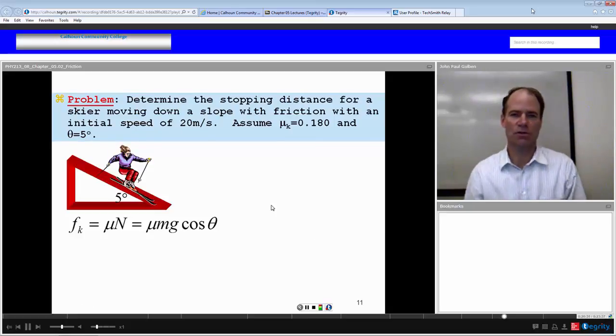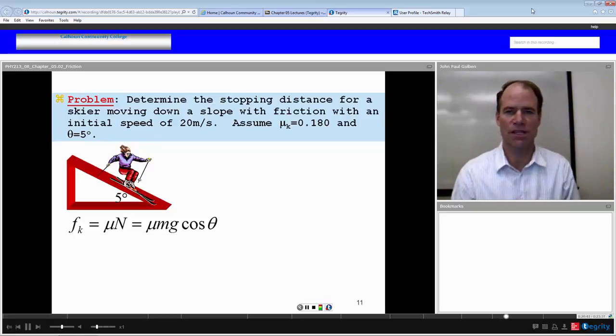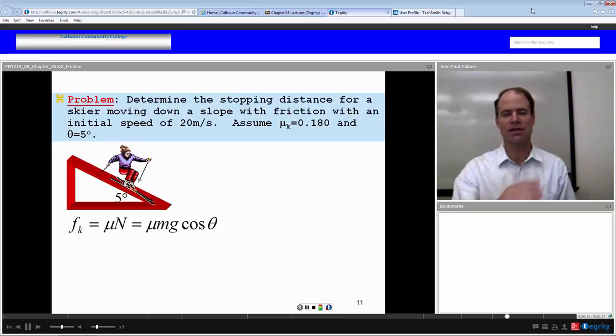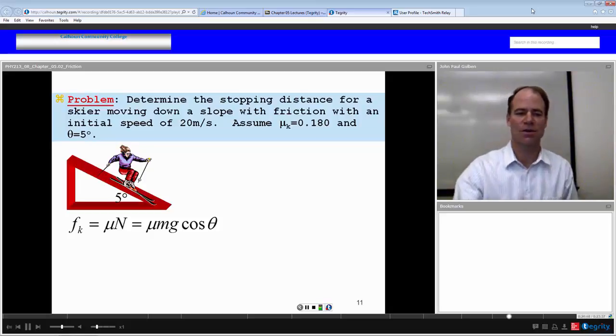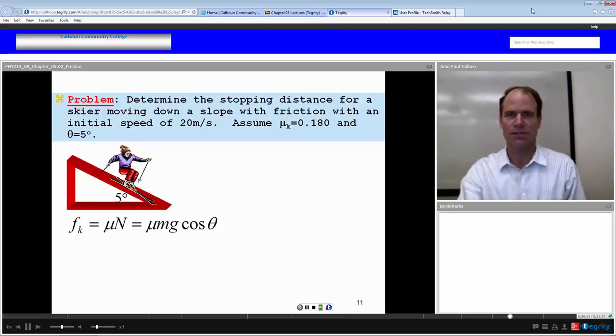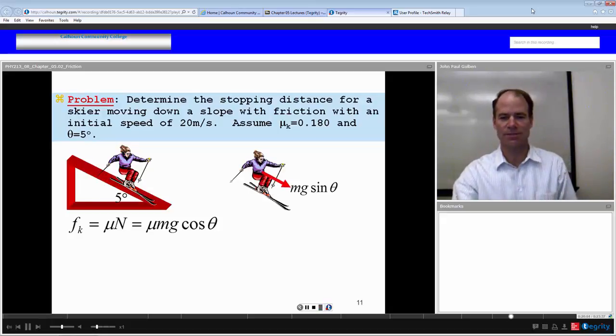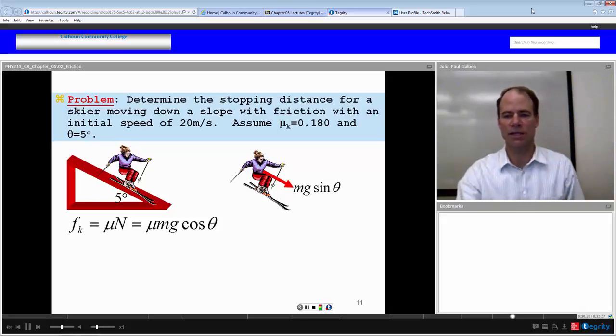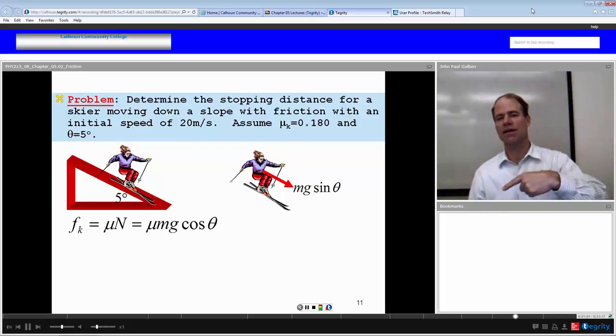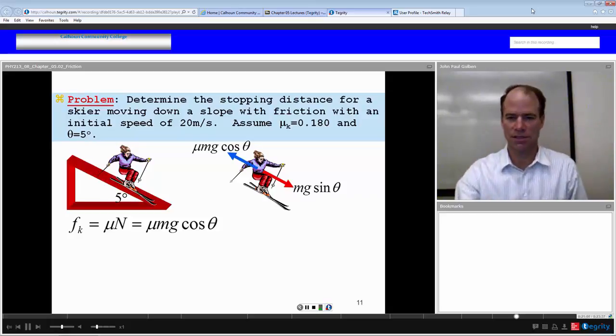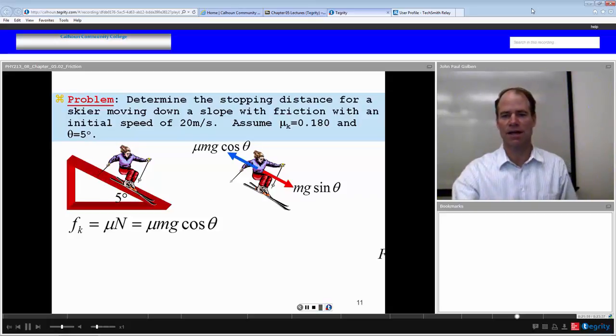So our frictional force is going to be mu times the normal force, but we know from our previous lecture that the normal force on the incline is going to be equal to mg cosine theta. So our frictional force is going to be mu times mg cosine theta. And the force going down the incline is going to be equal to mg sine theta, but now we're working against this frictional force as well. So we're going to have an mg sine theta minus the friction will be our net force down the incline.